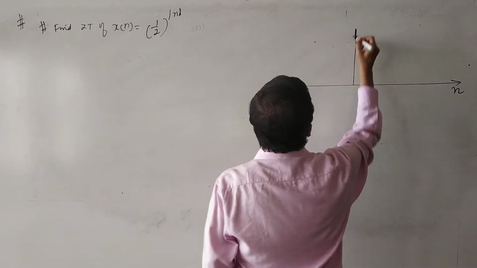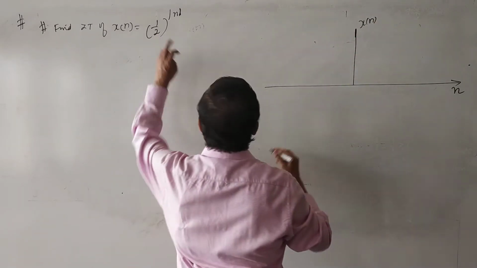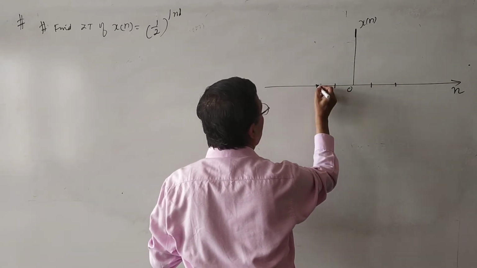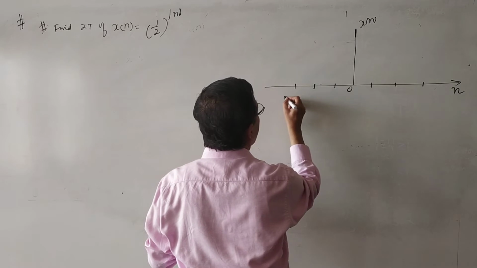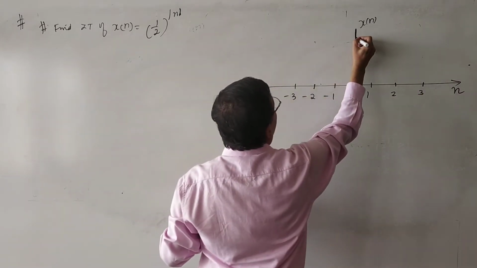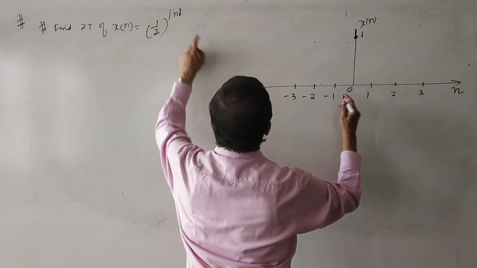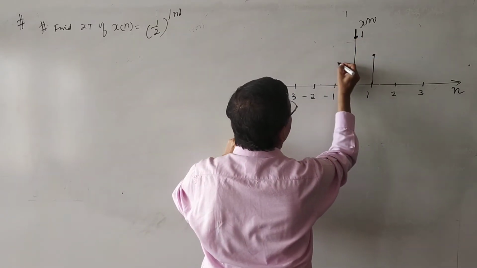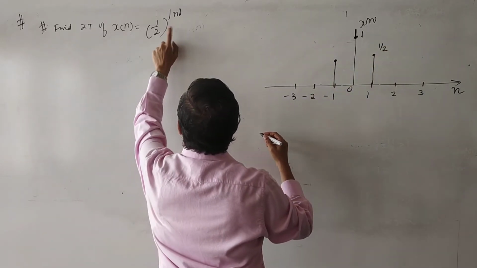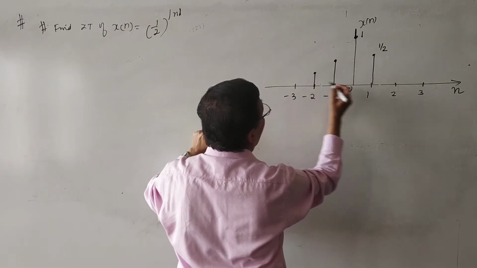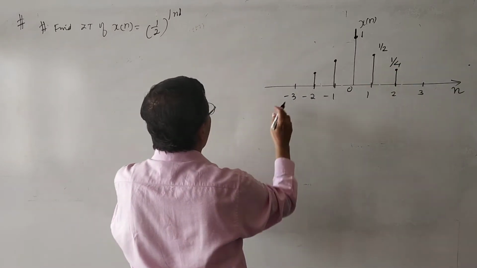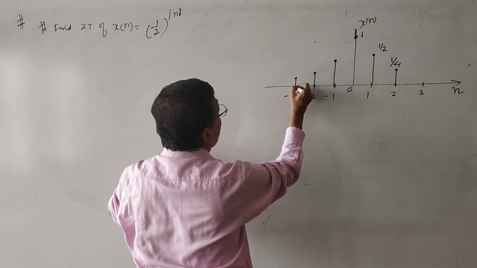And the y-axis is x of n. This is an even signal. This is n equals 1, n equals minus 1, n equals 2, minus 2, n equals 3, minus 3. When n is 0, you get 1. When n is plus 1 or minus 1, you get half. Both these are identical, half. When n is minus 2 and plus 2, you get 1 by 2 square, which means 1 by 4. When n is minus 3 and plus 3 in this expression, we get 1 by 8.